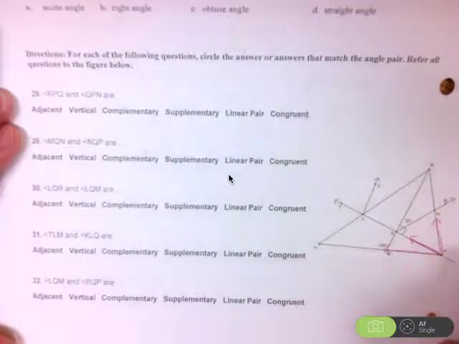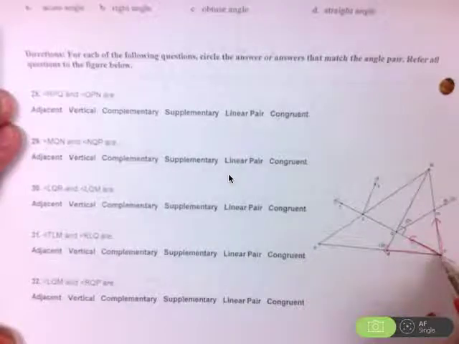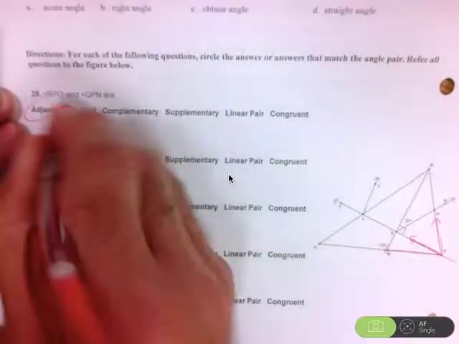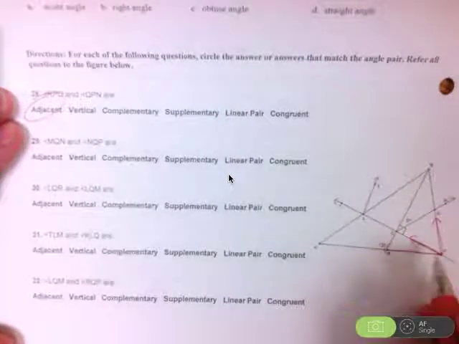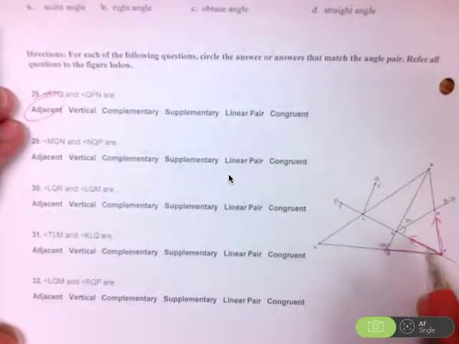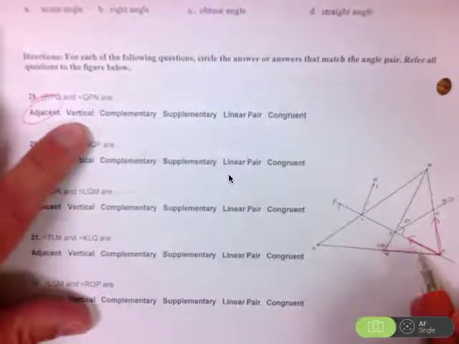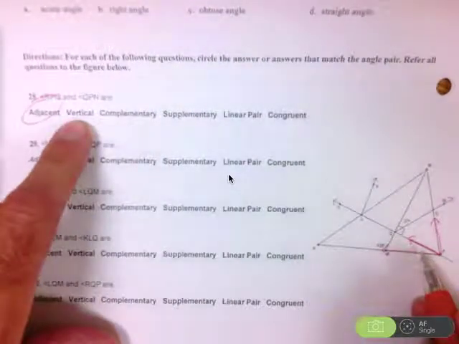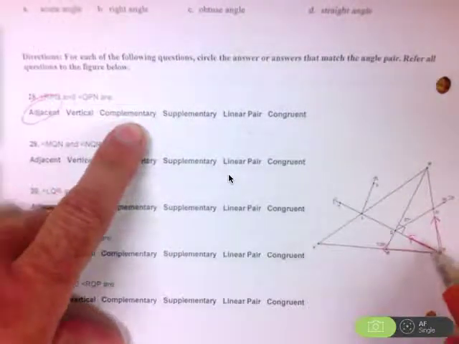So then I have to decide, what do I know about these two angles at the vertex P? So they are definitely adjacent. They share a vertex and a ray. Those are adjacent. They don't share interiors, though. They are not vertical. Vertical angles have to be made by two straight lines that cross. They are not complementary. I have no way of determining whether those add up to make 90 or not.